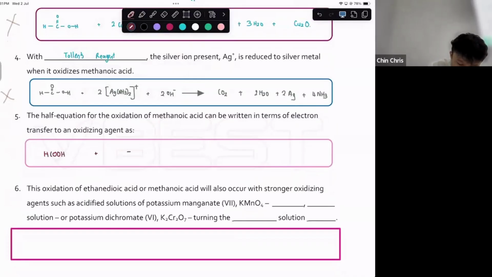Alright, guys. When you oxidize the carboxylic acid, go balance the equation. What does it turn into? Okay, let me mark attendance first.